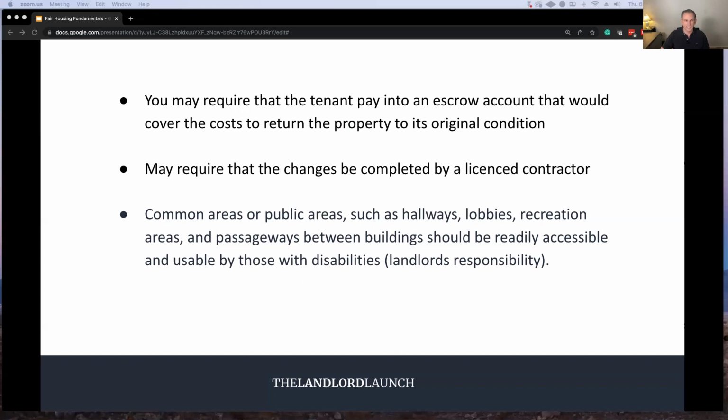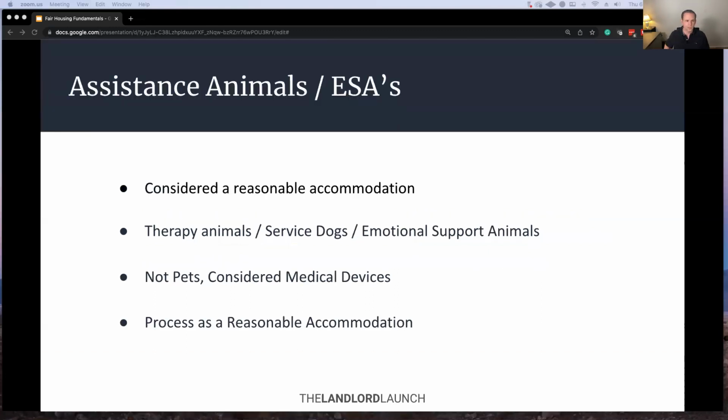And if you're unsure, again, seek advice on this stuff, because violating one of these things can cause you a lot more headaches and a lot more money than the couple hundred dollars that you would spend at an attorney to verify what you can and can't do.